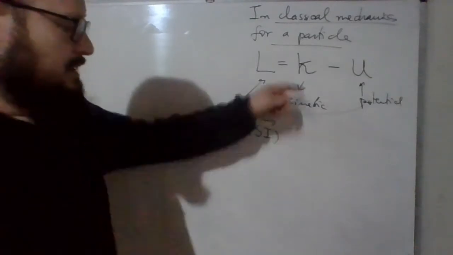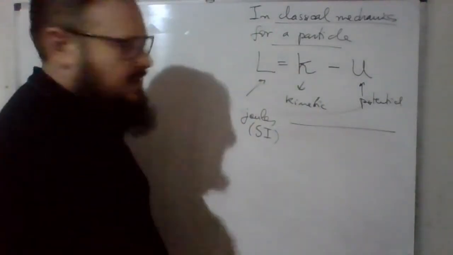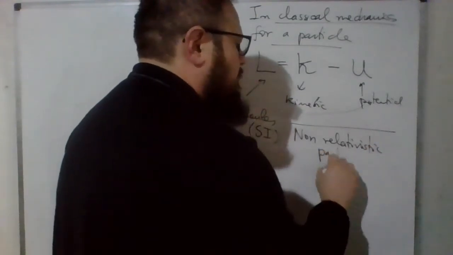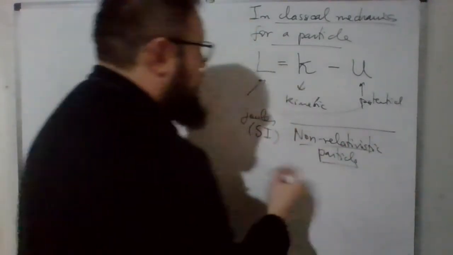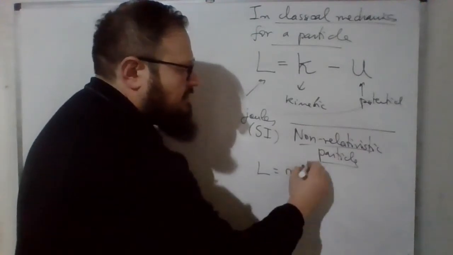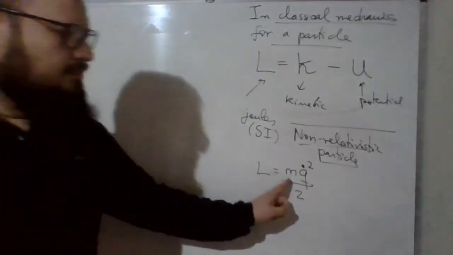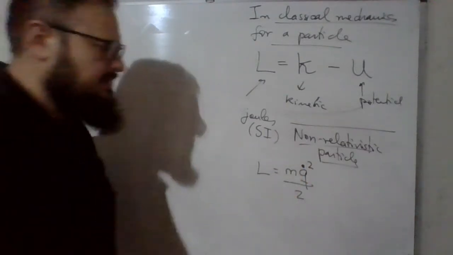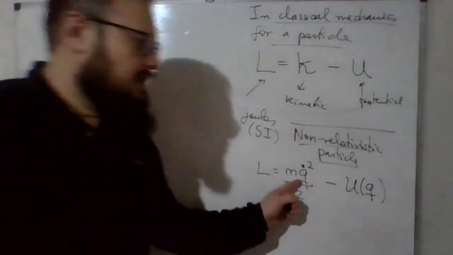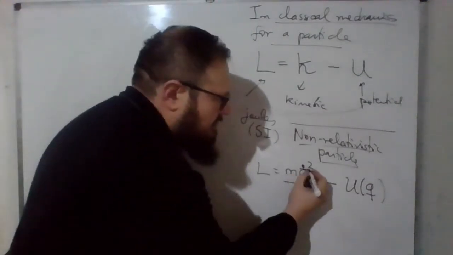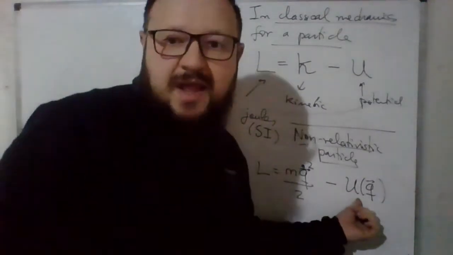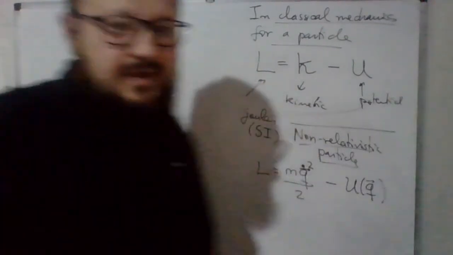All right. So if you have, suppose, a non-relativistic particle, usually this L would be the mass of the particle times q dot squared divided by 2. This is the kinetic energy: mass times velocity squared divided by 2. Minus the potential energy, which depends on the coordinates. For a single coordinate q, or if you have a vector in 3 dimensions, you have a potential energy which depends on q. It could depend on electromagnetic potentials and so on, but this is it.